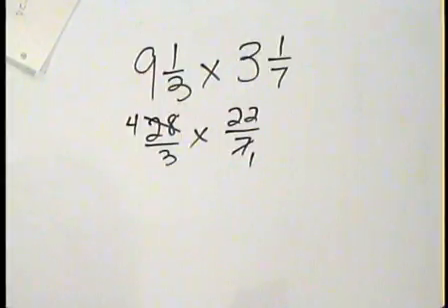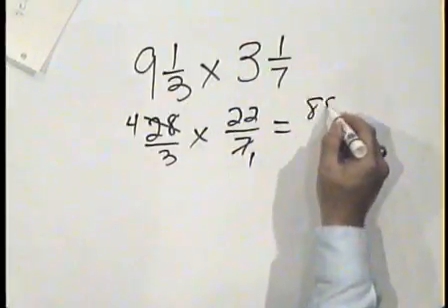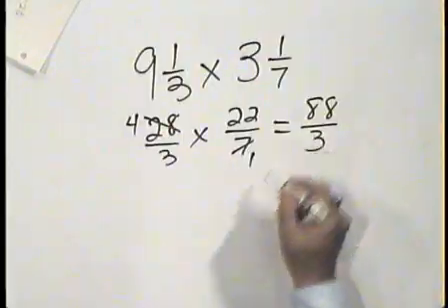How about 3 and 22? Well, you know the only number that divides 3 other than 1 is 3. Can 22 be divided by 3? Nope. Why not? Because 2 plus 2 is 4. And remember, if a number can be divided by 3, when we add the digits, we'll eventually get 3, 6, or 9. So that's it. We multiply across. We get 88 over 3.